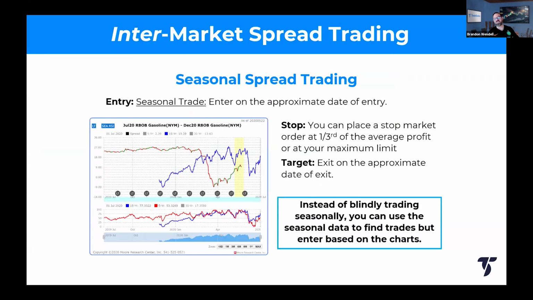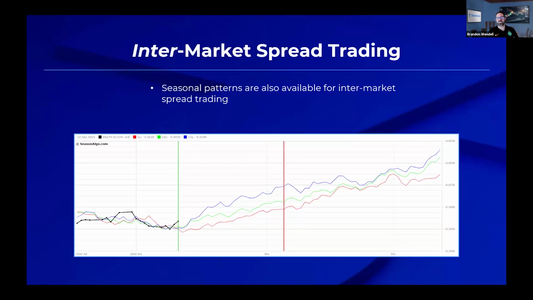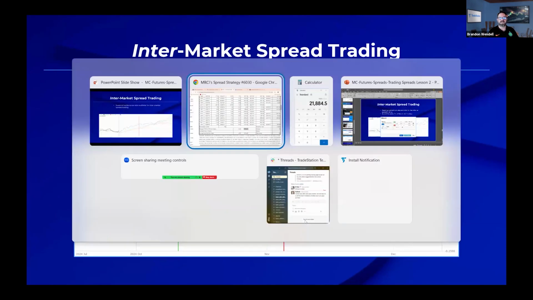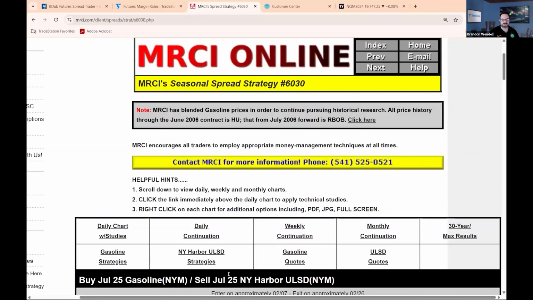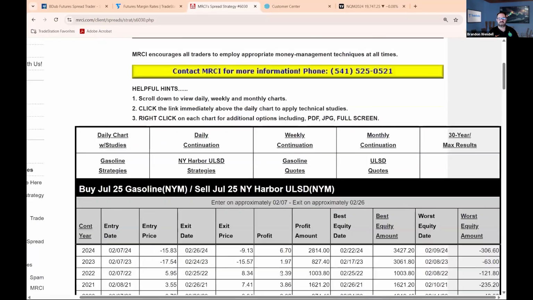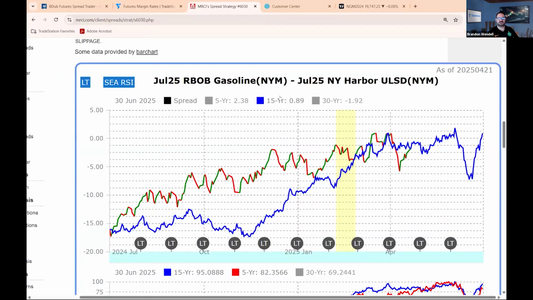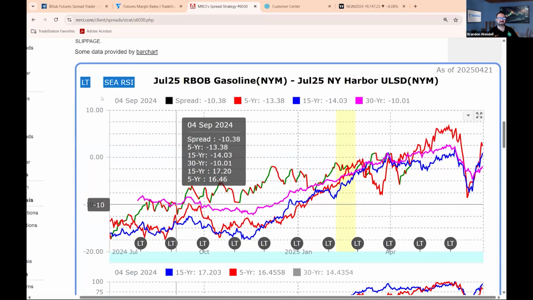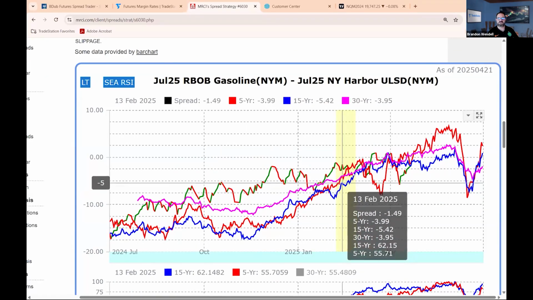So I don't blindly trade these seasonal moves. I analyze them with technical analysis, analyze that chart to make sure I'm getting in at the right time and the right place. Again, the seasonal patterns give you intermarket opportunities. As you can see, I was just showing you gasoline versus heating oil, and you can look over the last 5, 15, even 30 years to see what that trade pattern is.